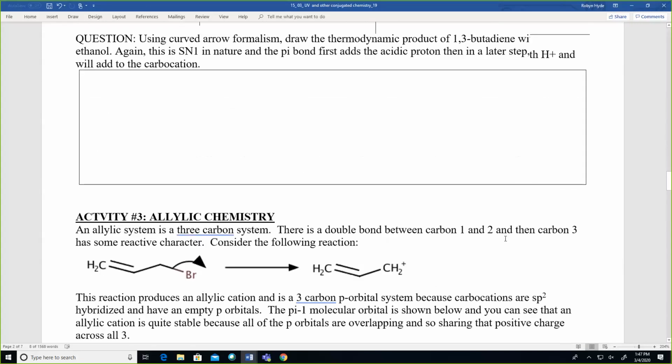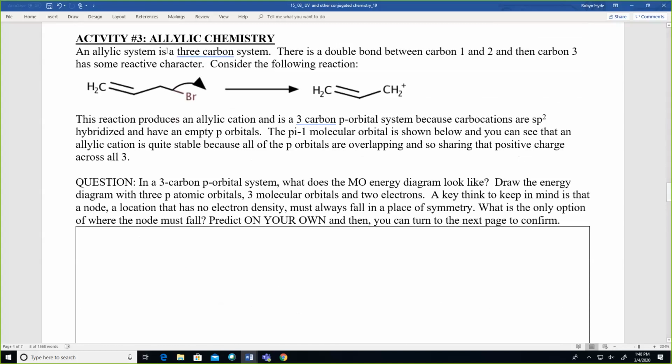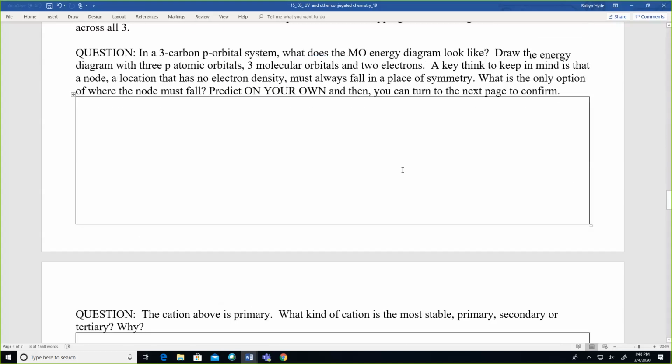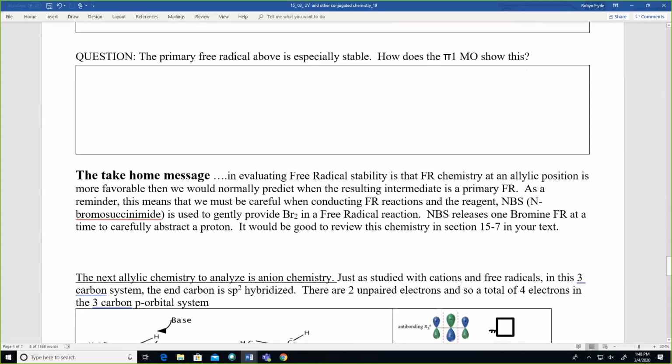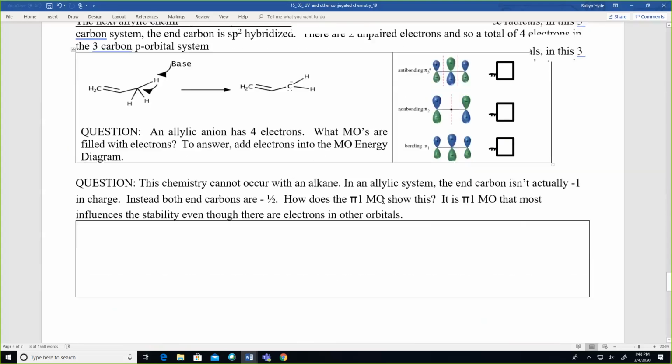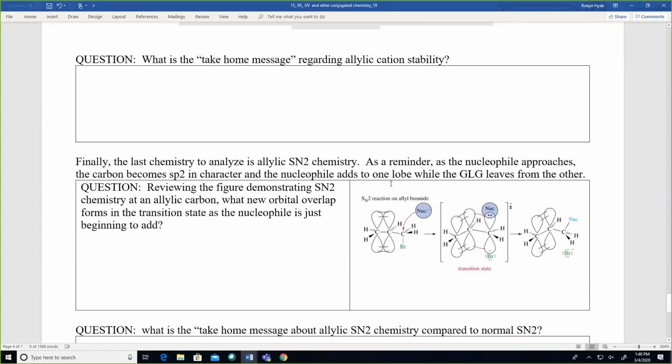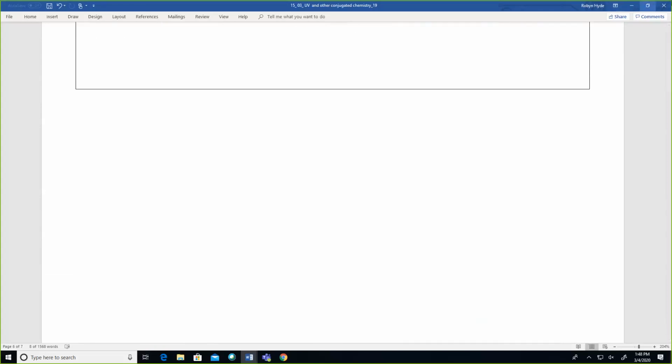And then at the very end, I have just a little bit of a reminder of allylic chemistry, and this finishes off chapter 15. So all of this is very straightforward. We've seen this chemistry before. So the rest of this packet is review of alkene chemistry we have seen before.